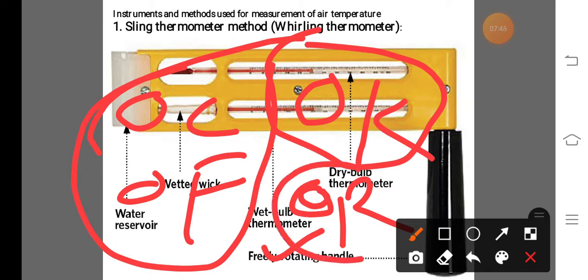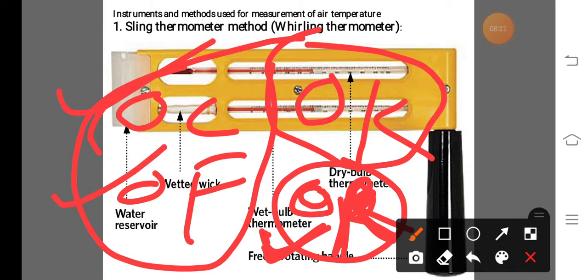The unit degree Romer is named after the scientist Romer, who discovered this unit of measurement of air temperature. That means the name of the scientist is given to the unit for expression of air temperature. But out of the four, degree Celsius and degree Fahrenheit are mostly used.